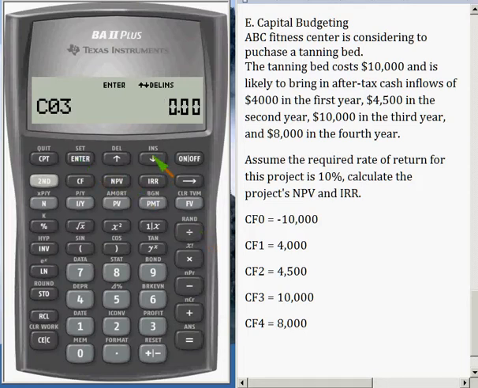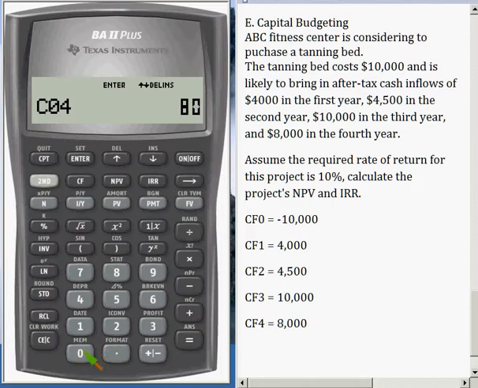Then for the last one, $8,000. $8,000, then push enter, push the down arrow. This only occurred once, so keep this one value. So at this moment, we have finished inputting the cash flow information. Next step, we just need to do the calculation.